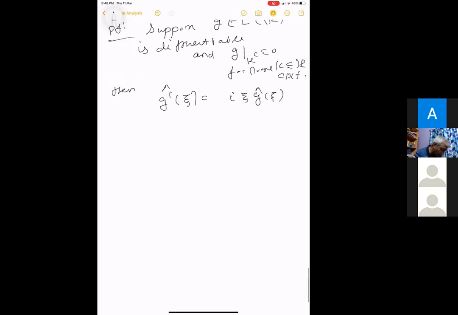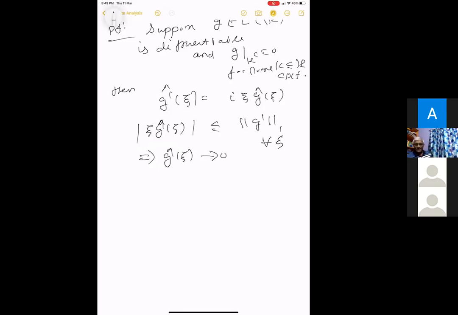Because of that, it will follow that the absolute value of psi times G hat of psi is less than or equal to the L1 norm of G prime, for all psi. Now this is a bounded function, and this implies that G hat of psi goes to 0.